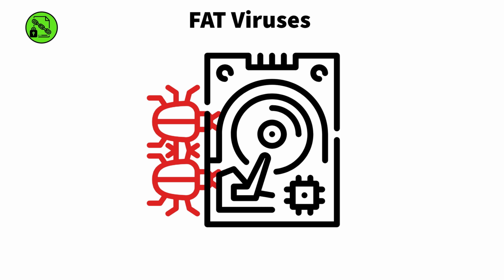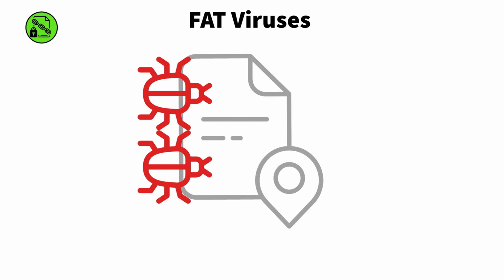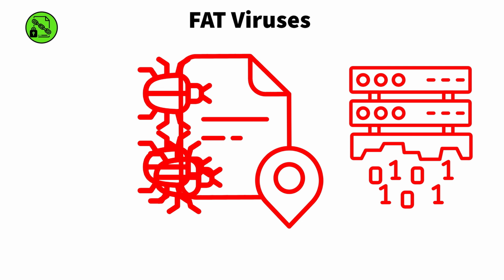FAT viruses specifically target the file allocation table, FAT, of a disk's file system. By corrupting or modifying the FAT, these viruses can disrupt file access and cause data loss on infected systems.